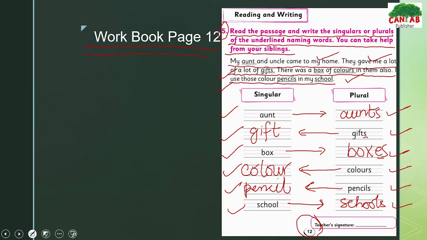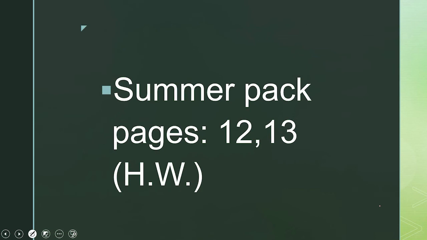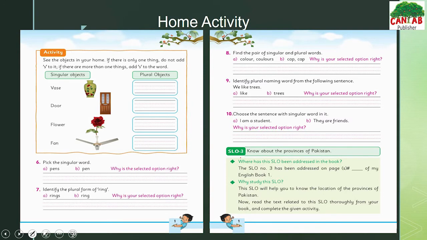Once you're done with page number 12, I would like you to look at the homework now, which you have to practice at home. It's summer pack pages number 12 and 13. The activities mentioned on these page numbers are similar to what we have just done in the class. So if you find any difficulty during doing your homework, you can go back to this video and stop it wherever you like to, and then go over the concept once again. But I would love that you try to do that homework all by yourself without anybody's help. These are the 2 pages for your home activity.